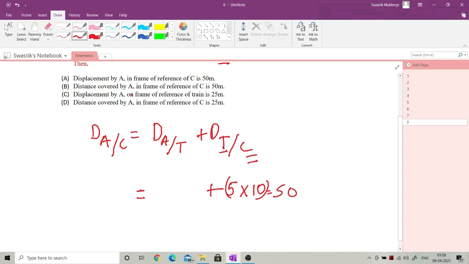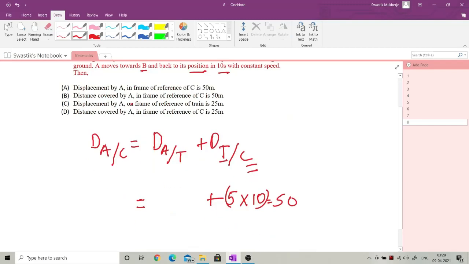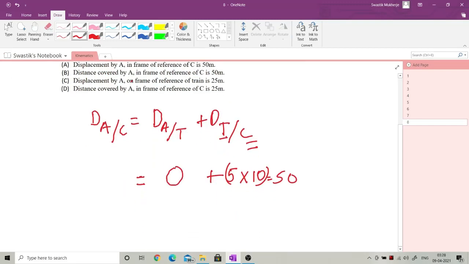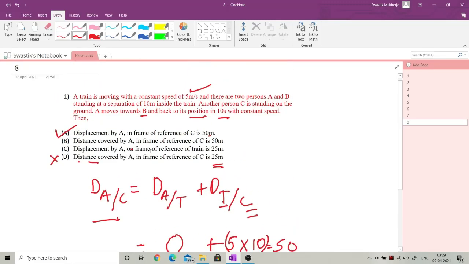Now the displacement of A with respect to the train: they have said here A moves towards B and then back to its position in 10 seconds. So with respect to the train, A is back at its position, so the displacement is 0. So we got our displacement of A with respect to C, and answer A is correct. Now immediately you should cross out D, which says the distance covered by A in the frame of reference of C is 25 meters. As you know, distance is always greater than or equal to displacement, so this option can never be correct. This is already 50 meters, it can never be 25 meters.